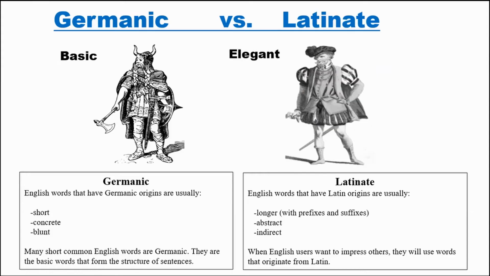Anyway, English words that have Latin origins are usually longer. They're more abstract. They describe more abstract ideas, more academic ideas, more philosophical ideas, right? And they're usually indirect, not so direct words. So when English users want to impress others, they will use words that originate from Latin. And you can see this not only in the way that people speak during a job interview, for example, but also in the way that they write.